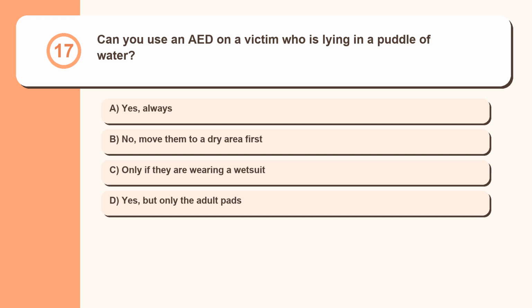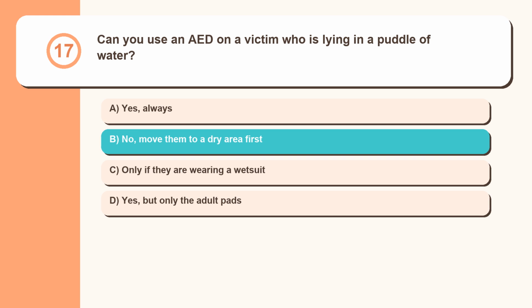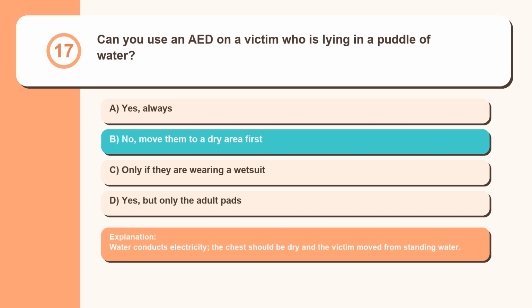Question 17. Can you use an AED on a victim who is lying in a puddle of water? Yes, always. No, move them to a dry area first. Only if they are wearing a wetsuit. Yes, but only the adult pads. Water conducts electricity. The chest should be dry and the victim moved from standing water.